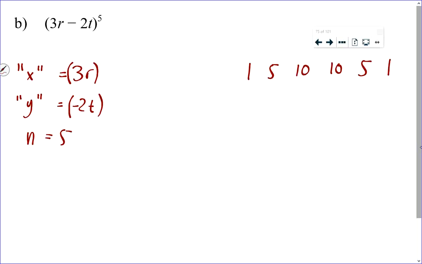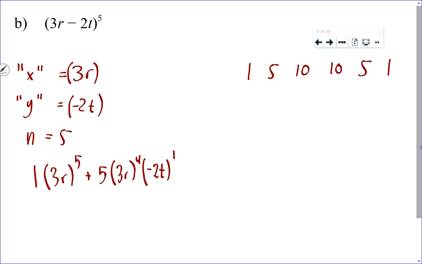So I'm going to have 1 times my x, which is 3r raised to the 5. Look at where that exponent of 5 is. It's not just on the r, it's on the 3r. And then plus my next coefficient is 5, and I'm going to have that x, which is 3r raised to 1 less, and then I will have negative 2t raised to 1. That's my y. So this is my x to the 5. This is my x to the 4, y to the 1. That's what's happening.